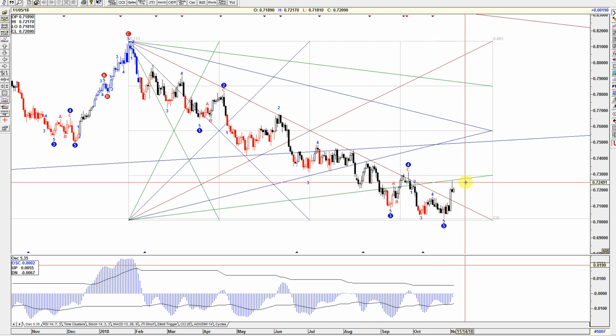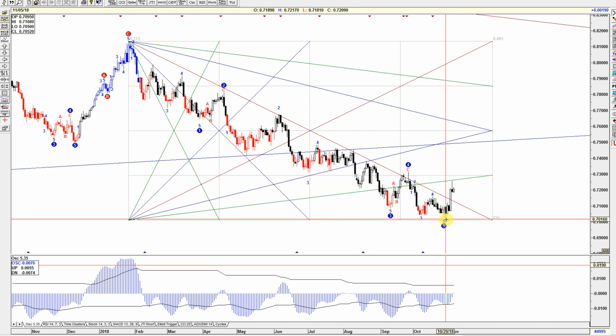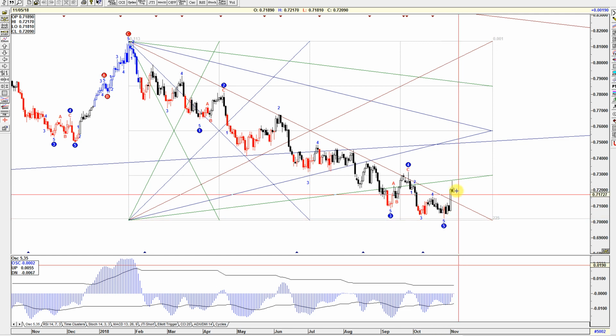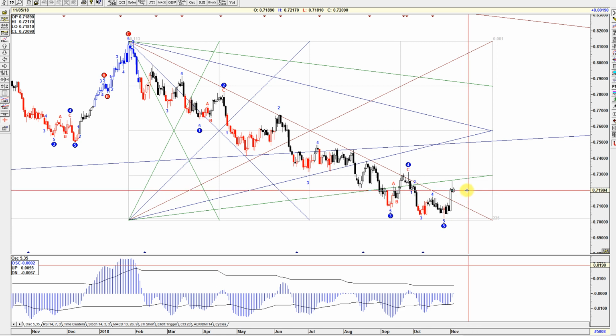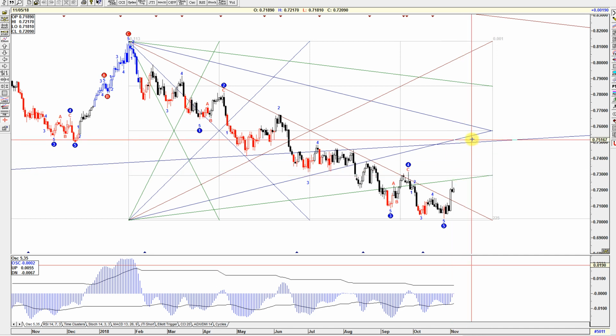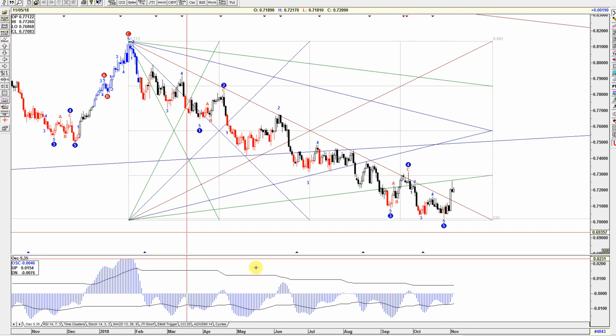And I expect that price action, if the swing low is in, which I strongly believe, but time will prove me right or wrong. So we'll see. Trade price action, that's going to be your helper. And then hopefully we can get above this 72.91. Once we get above there, then we just push higher.